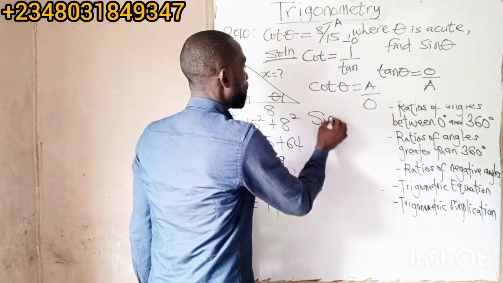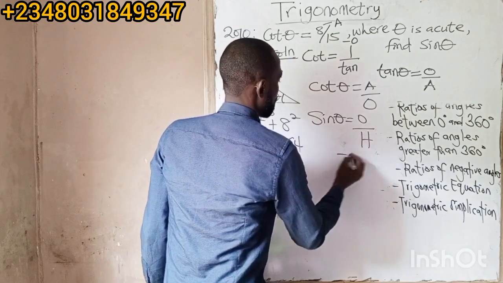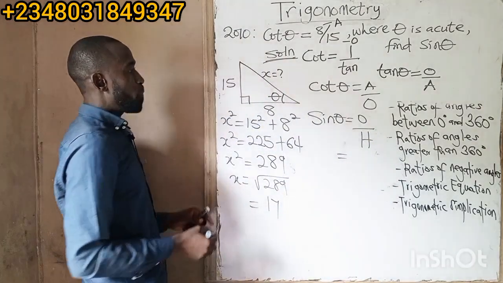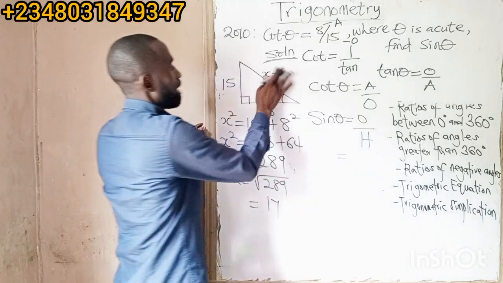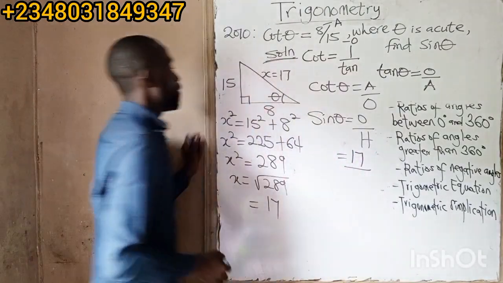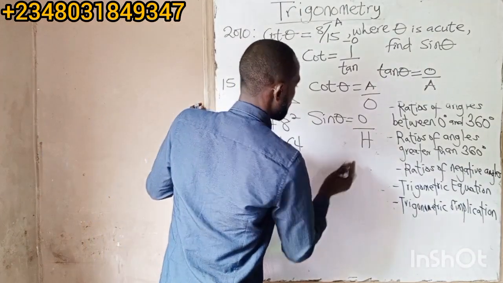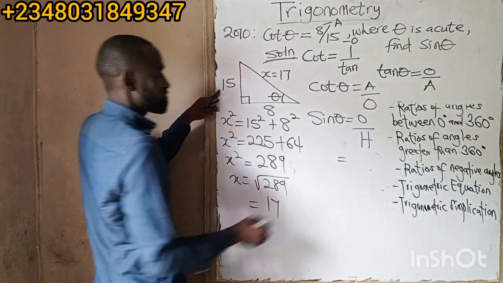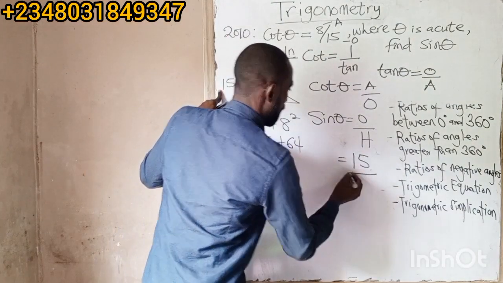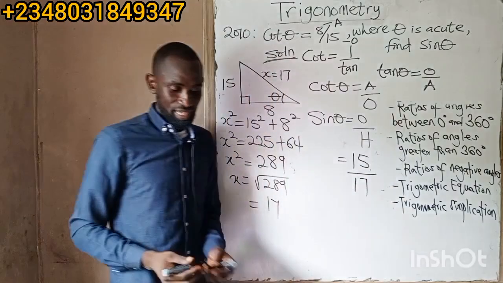Sine is opposite all over hypotenuse. So where is our opposite? Opposite is 15. 15 all over the hypotenuse, where we have 17. The correct answer is what now?